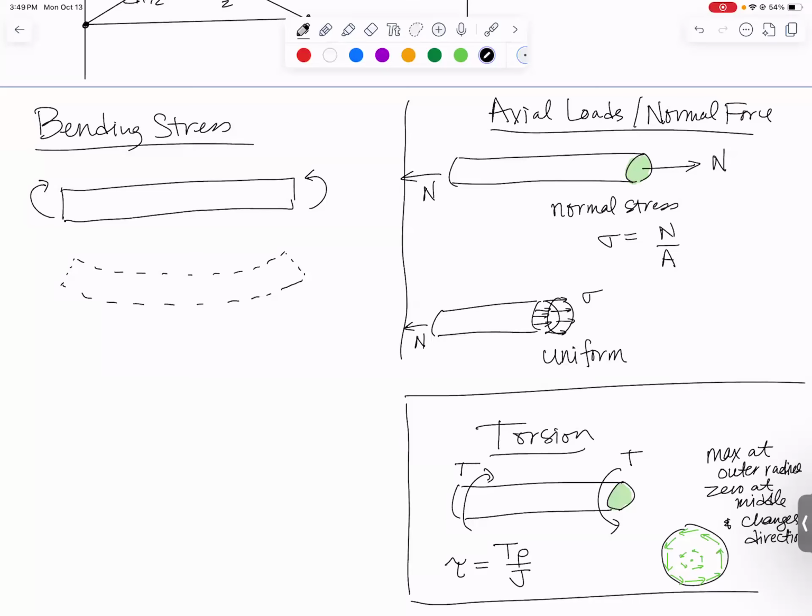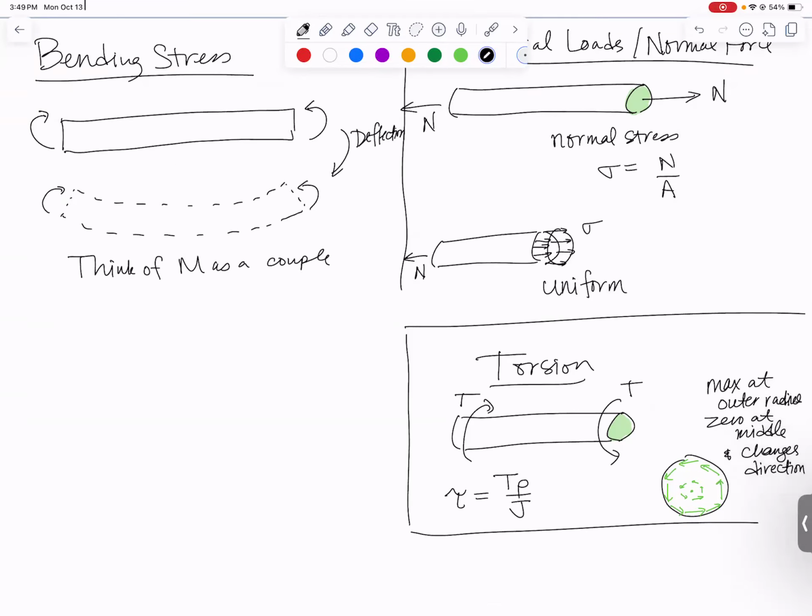And the reason we know it's a positive bending moment is because it ended up curved into a concave up shape. So here is the deflection you get from a positive bending moment. You want to think of this as a couple. We don't always remember that from statics, but it can be really helpful with this. How do you get a bending moment like this?